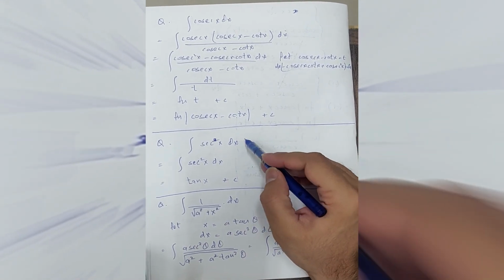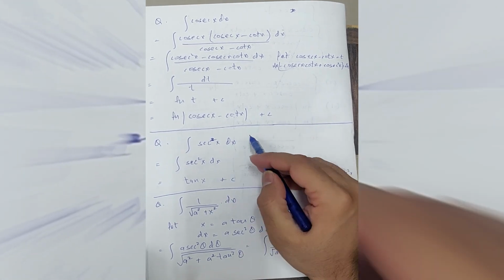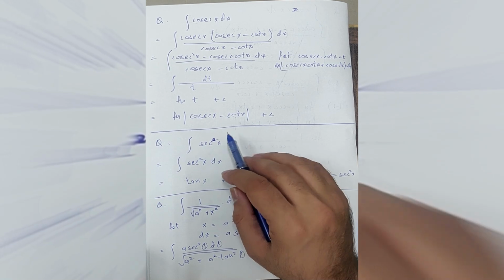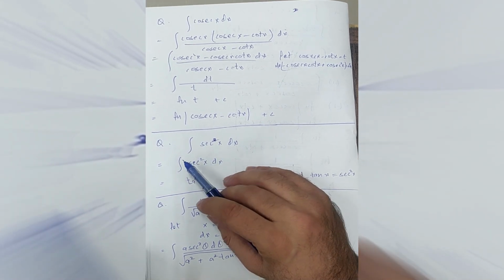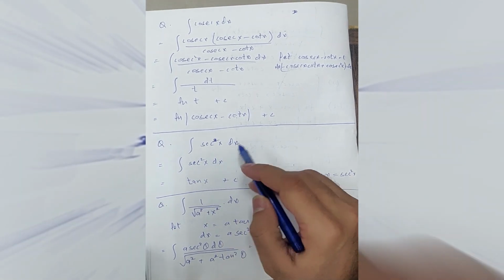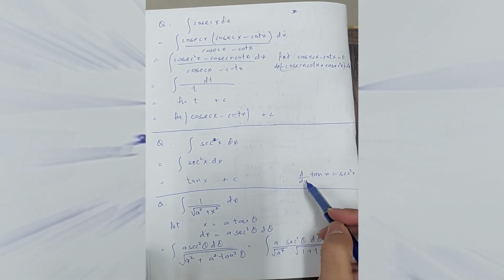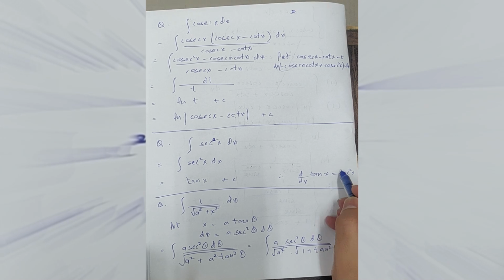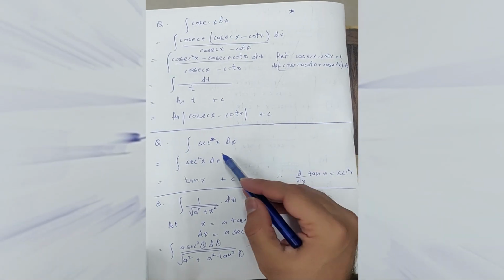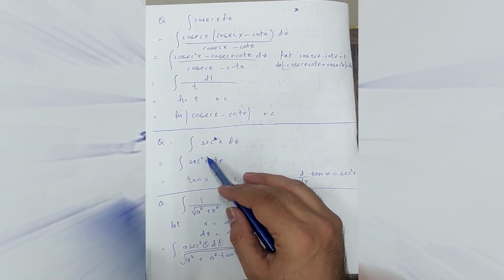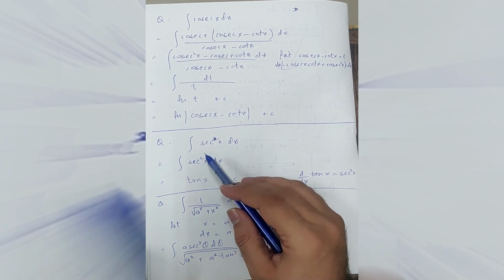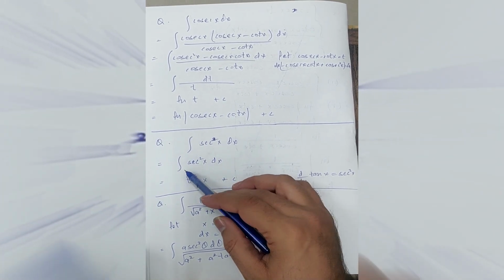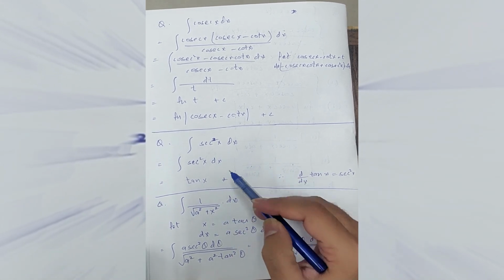Now we have to find another integral. It's very basic, it's very simple. The integral of secant square x dx. Now what we do here, we know from derivatives that d over dx of tan x is secant square x. So there exists a function whose derivative is directly secant square x, and we know that function is tan x. So the solution of this integral is tan x plus c.